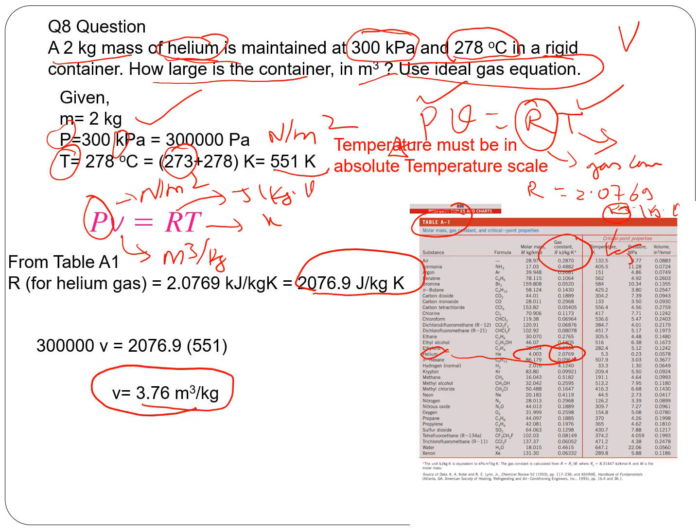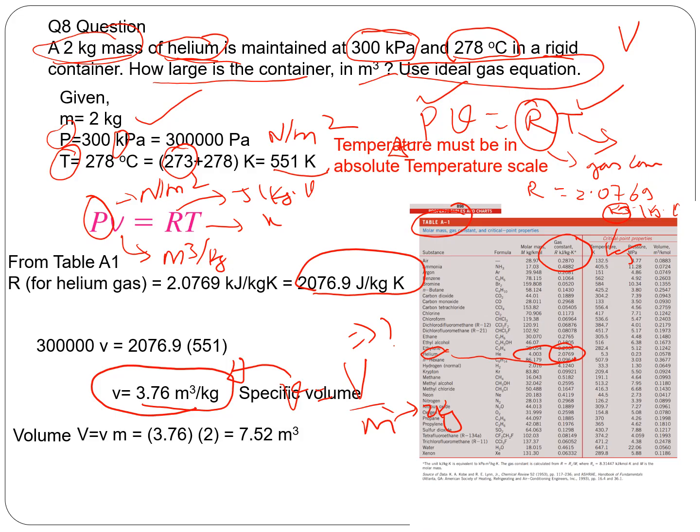But this is the specific volume. We have been asked to find the volume. The good thing is the mass is given, and we know the specific volume is the volume per unit mass. Mass is given as 2 kg, and then the only unknown is the volume, which you can calculate. So use V equals m times v, and the volume is 7.52 meter cube. This is the volume that we need to calculate.